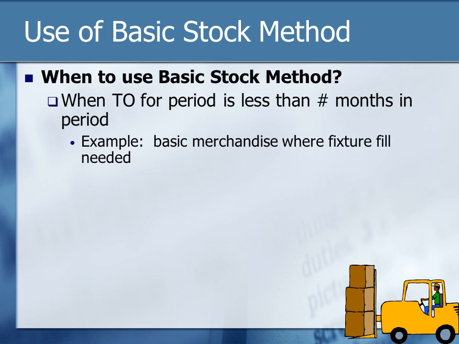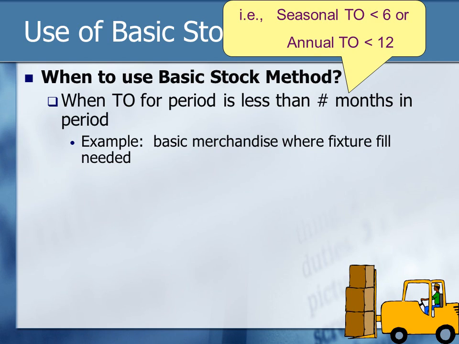So when would be most appropriate to use the basic stock method? The basic stock method is a really good method for planning stock levels for merchandise of which turnover is low and sales tend to be slow. We can say turnover is low when it is less than the number of months in the period for which the turnover is calculated. So that would be when the seasonal turnover is less than 6 or the annual turnover is less than 12, and cases like that.